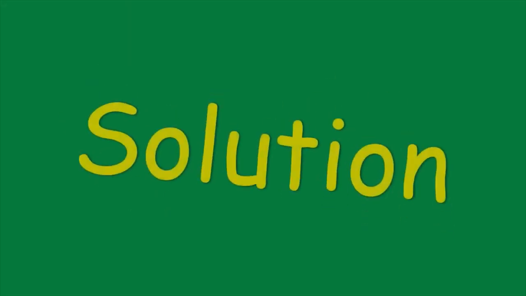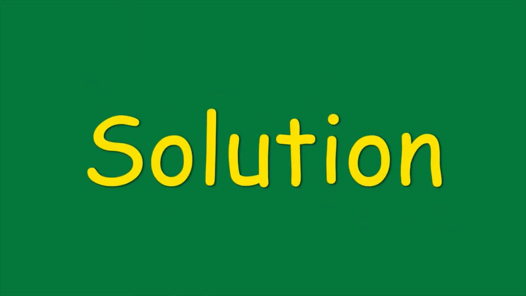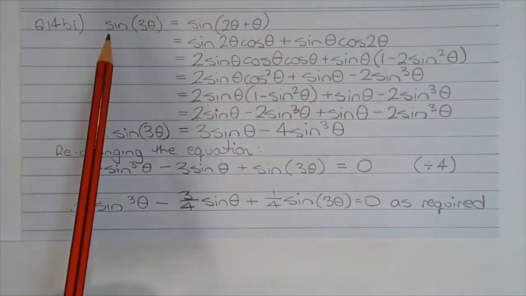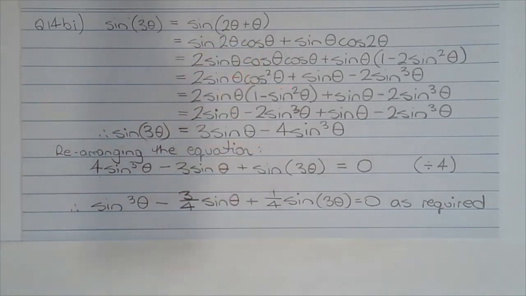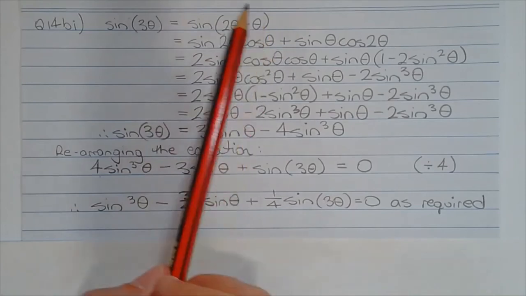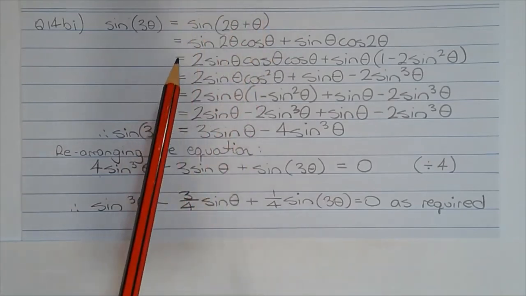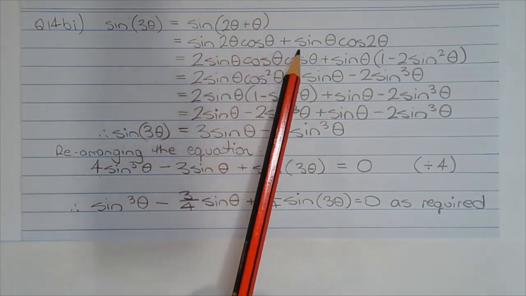Question 14b, part 1. Show that sine cubed theta minus 3 over 4 sine theta plus sine 3 theta over 4 equals 0. Starting off with sine 3 theta, that can be written as sine of (2 theta plus theta). Then we have the sine of a compound angle, and expanding that, we get sine 2 theta cos theta plus sine theta cos 2 theta.